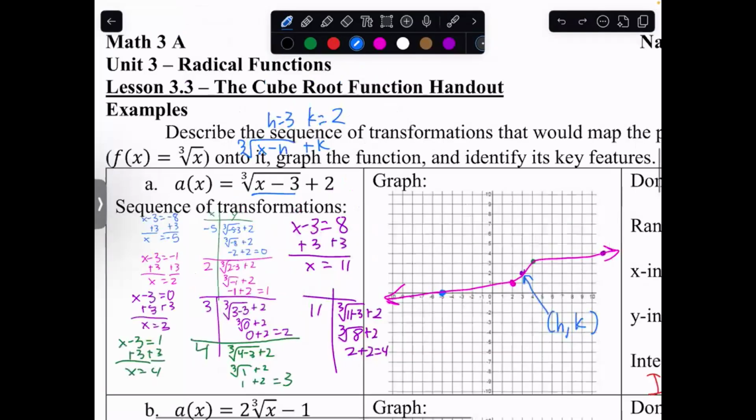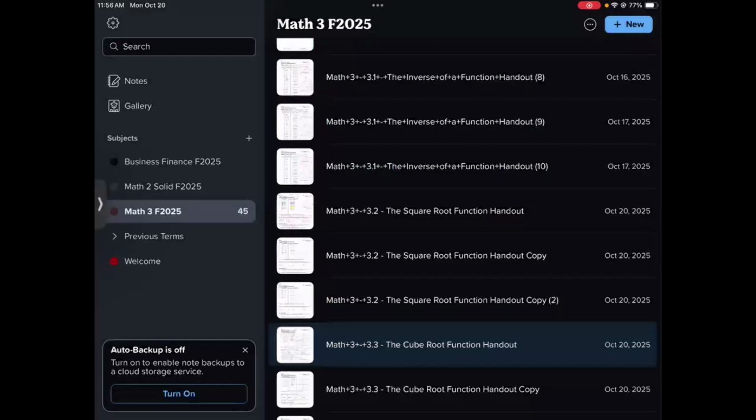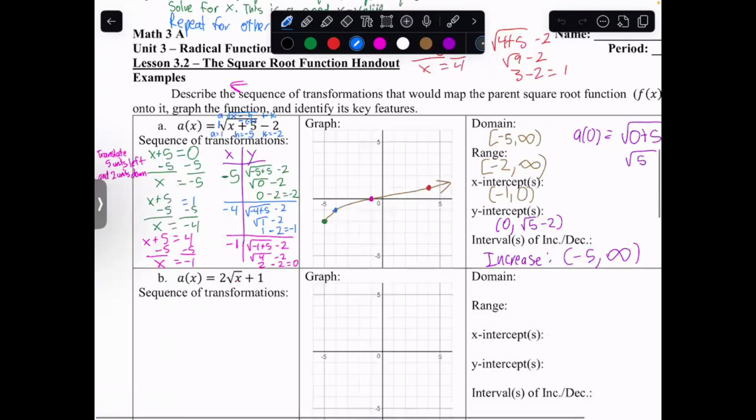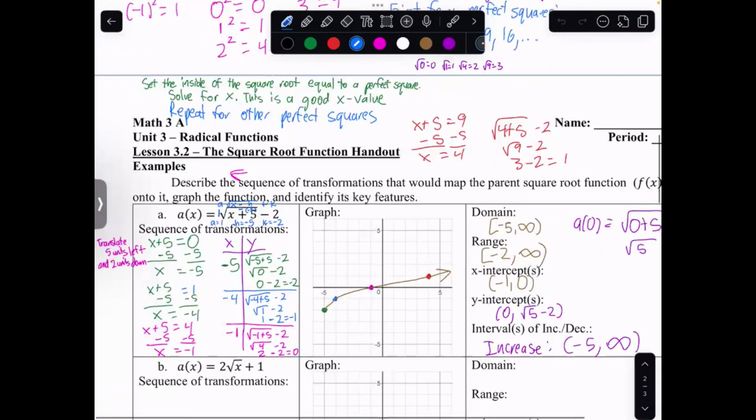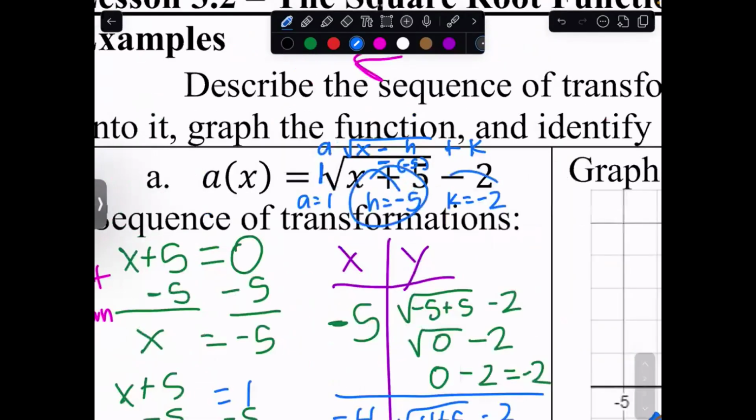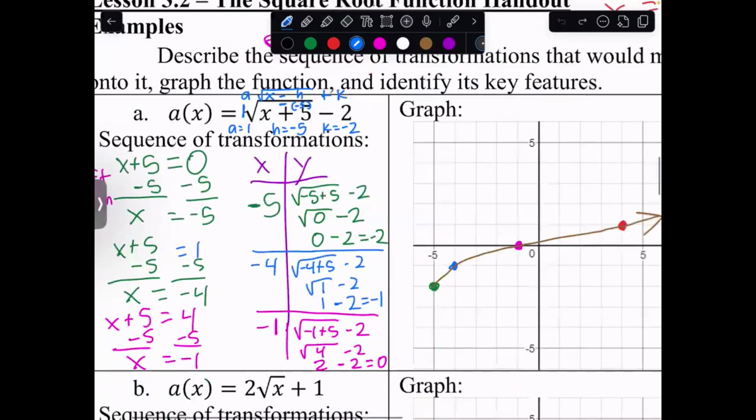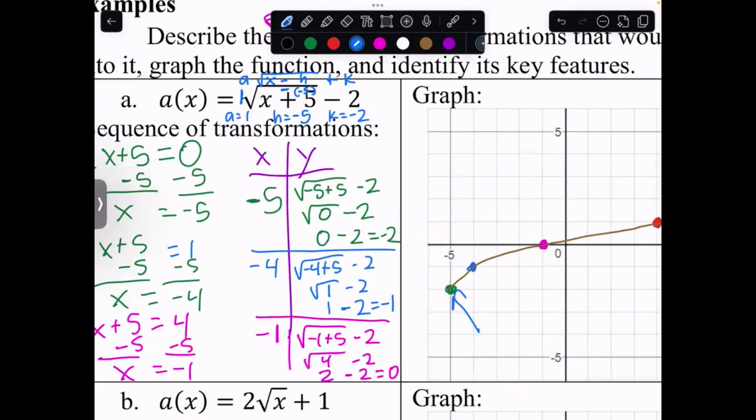Actually, sorry, I forgot to mention this. Going back to the first handout for a second, it has a similar pattern, right? For letter A up here, h was negative 5, k was negative 2, and that's sort of like the starting point of the graph. So that'll be a very quick way for you to make sure your graph is correct. Identify h and k, and then that's where it is.